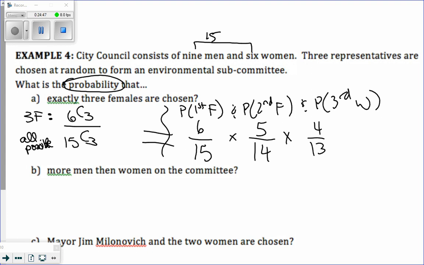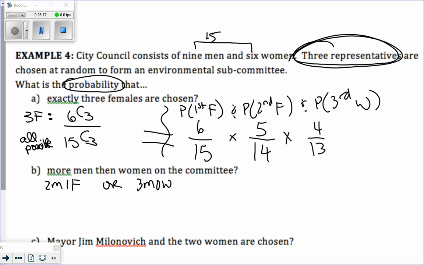More men than women on the committee. Because it's all just girls here today, we can totally say that committee will suck. But more men than women. Remember, you're filling how many positions? 3. So you've got 3 positions open. What are all the different ways you could have more men than women? You could have 2 men and 1 woman. Or what else could you have? 3 men and no women. Is that it? Yes.